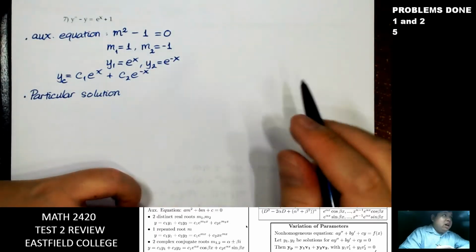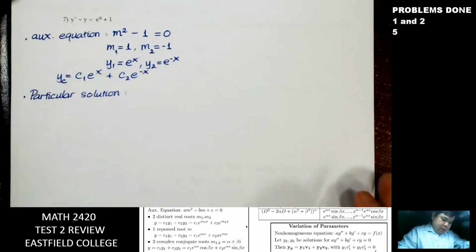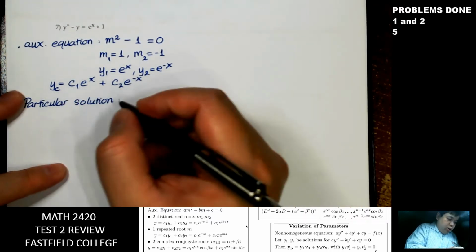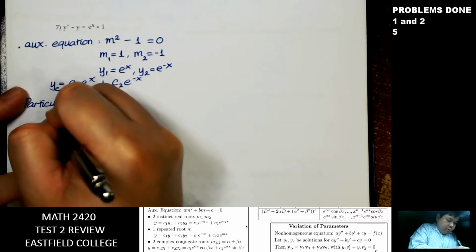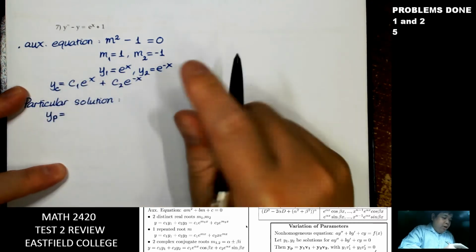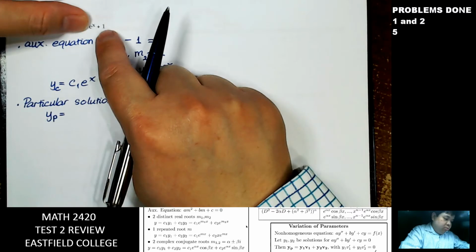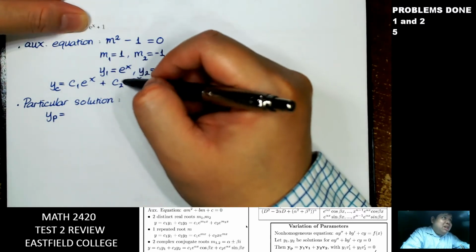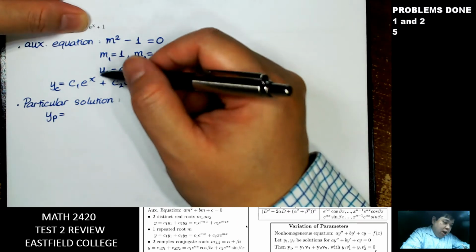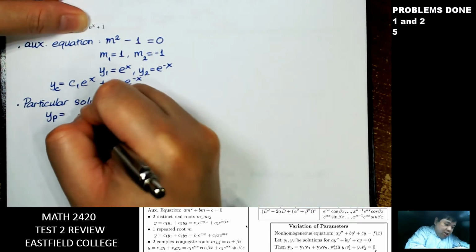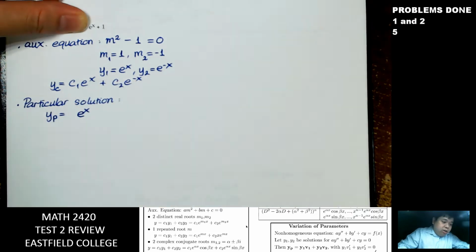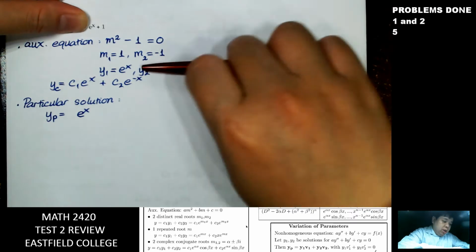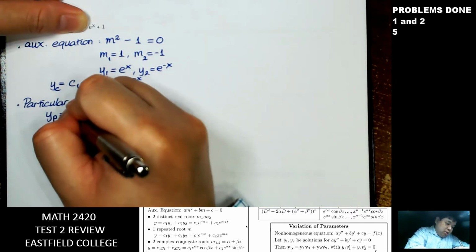So first we have to guess the form of the particular solution. First of all, we have two terms, e to the x and 1. E to the x, actually it is the same as y1 here. So we're going to guess it is e to the x. However, because of the redundancy with one of the solutions, we have to stick an x to it.